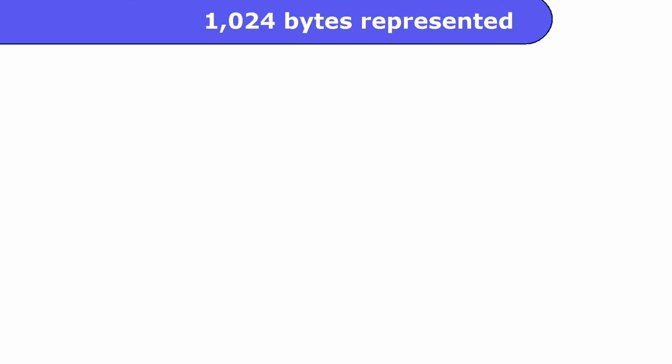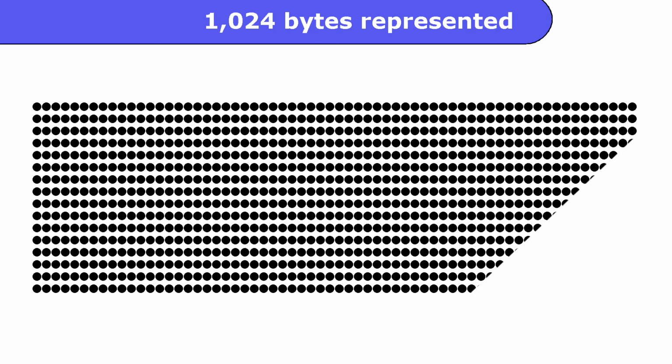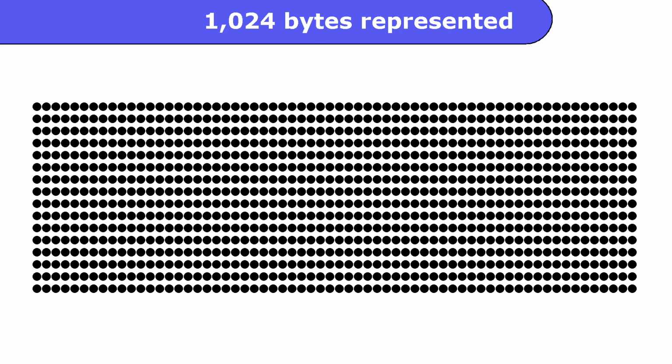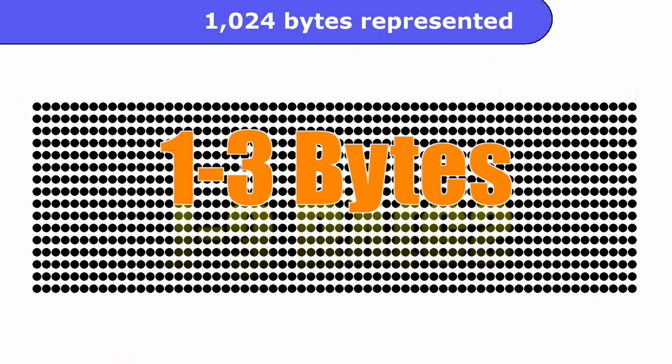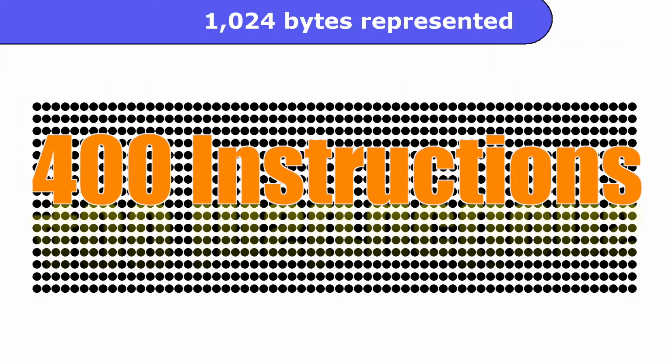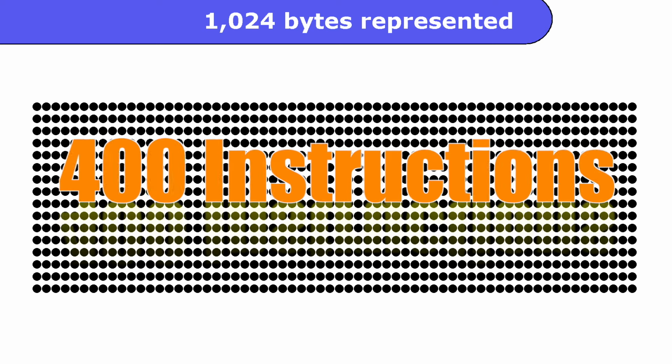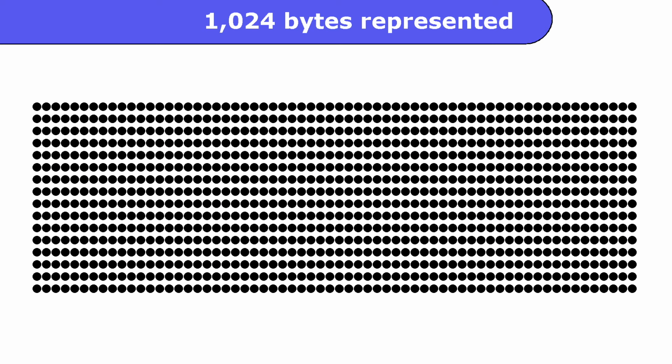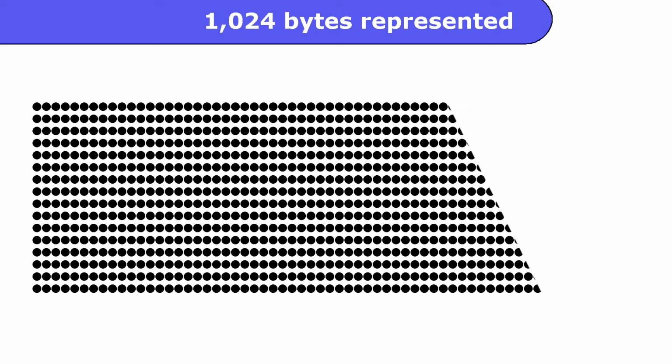So, to put things in perspective, how much is 1K exactly? Well, each of these dots represents a single byte, and here's 1024 of them. Now, your typical assembly language instruction takes up anywhere from 1 to 3 bytes, so you could probably have a total of around 400 actual instructions, but that wouldn't leave any room for data, graphics, sound, or even text, so it'd be a very delicate balance between instructions and data.